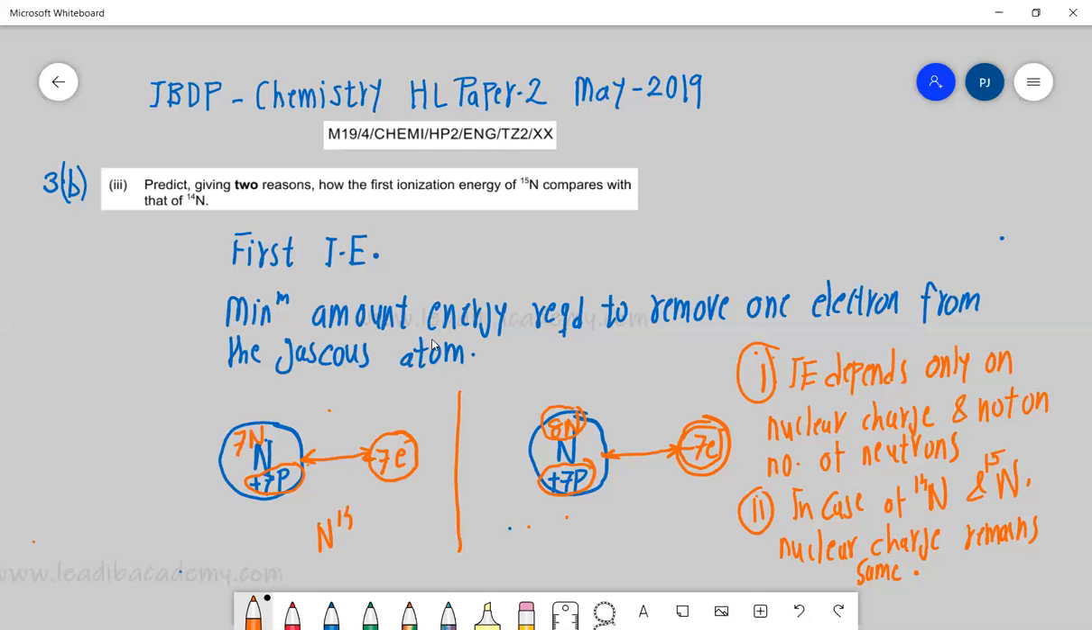Okay, so it's very, very simple. These are the two reasons. Hope this is quite clear.